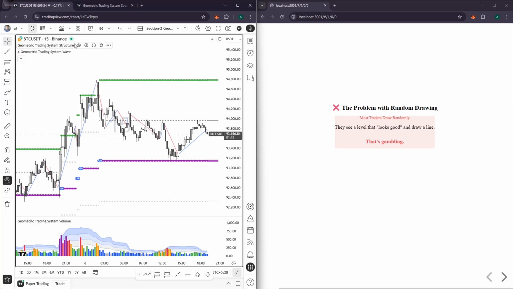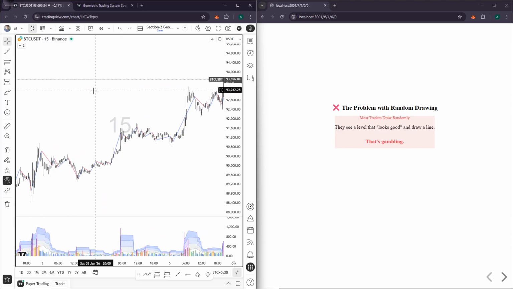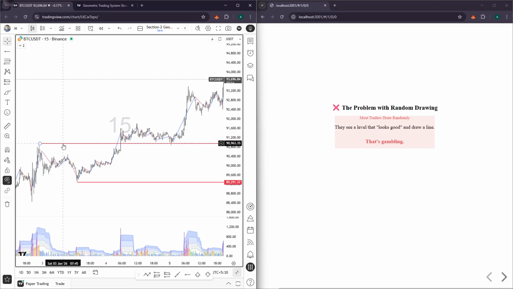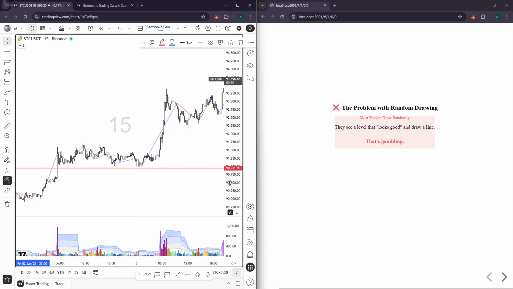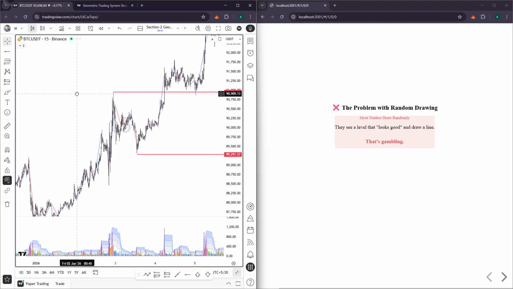To illustrate this, if I disable that, what traders will do is they will draw a line here, this ray here, and they will draw here, and they will say, okay, this resistance here became support there, which is not wrong, but it is random.